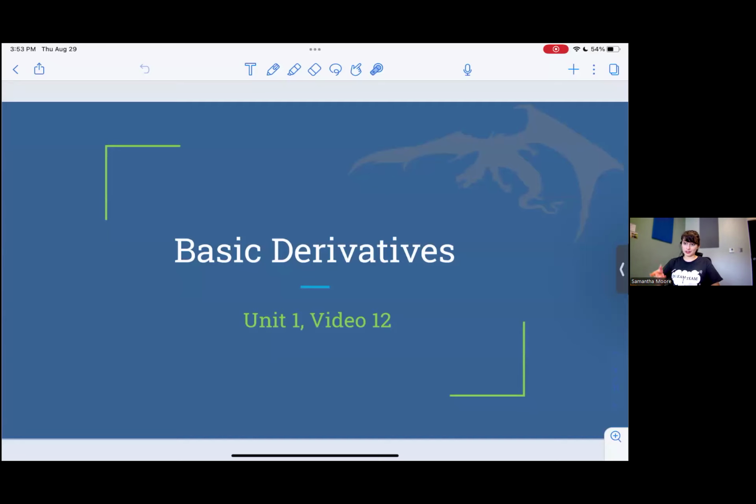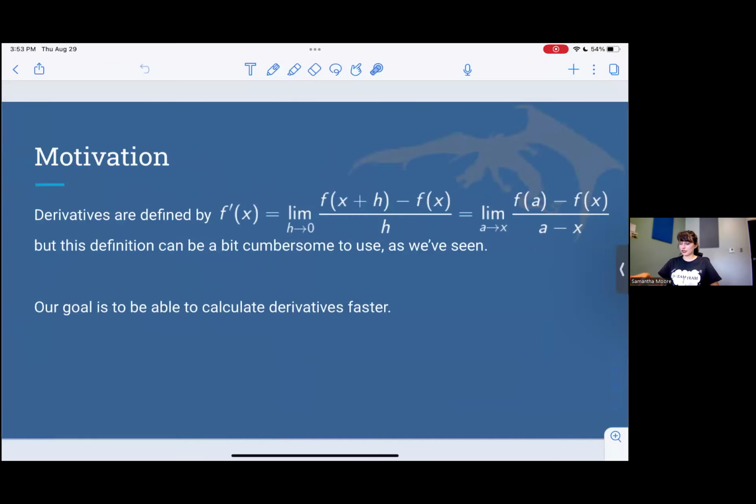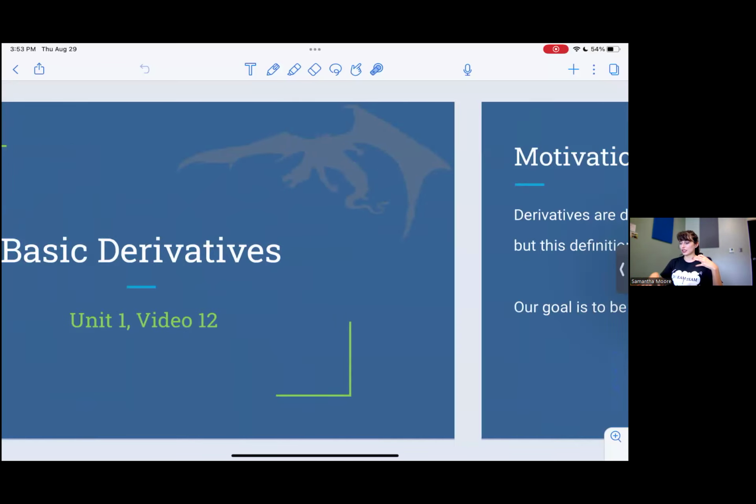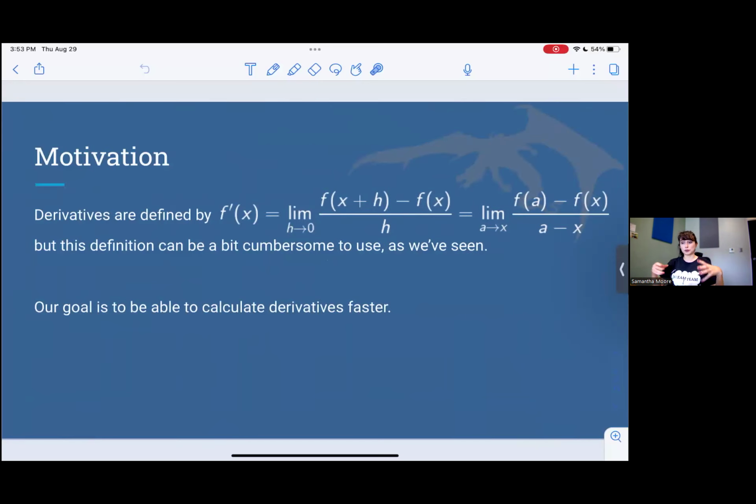And basically what we're going to establish in this video is we want to create some basic derivatives, some very algebraic things that we can work with. What we've had before is this limit definition that lets us calculate f prime of x. But as we've seen, it takes quite a while to calculate f prime of x just using this limit definition. And so what we want to do is build up some tools to be able to calculate f prime of x a bit faster than this.